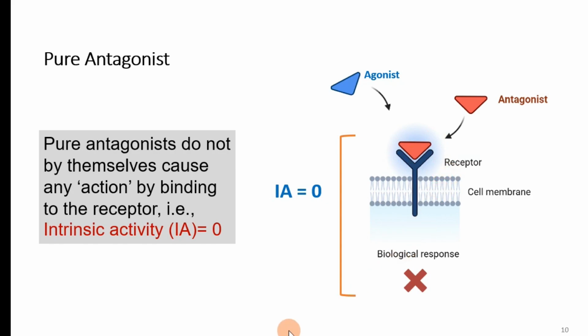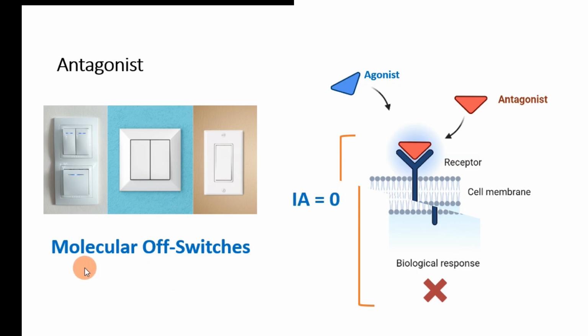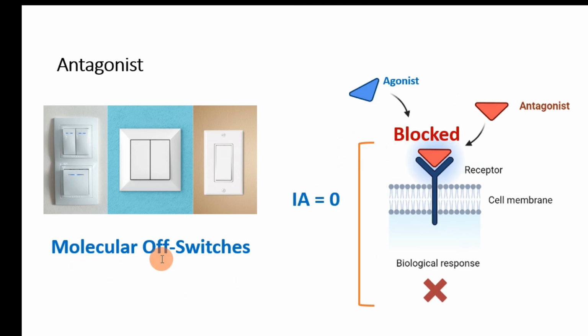Think about lab research. Scientists use antagonists like molecular off switches. Off switches. Yeah, to figure out what a receptor pathway actually does. You block it with an antagonist, see what processes stop or change. Helps you map out the whole system. Kind of like pulling one fuse to see which lights go out in the house. Exactly like that. And then clinically, well, antagonists are just vital.